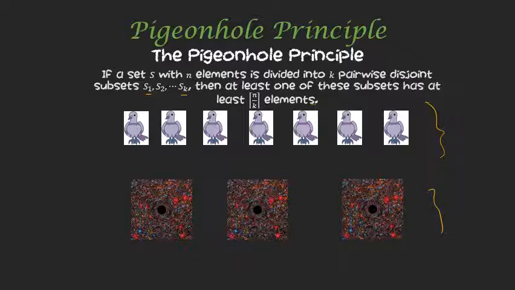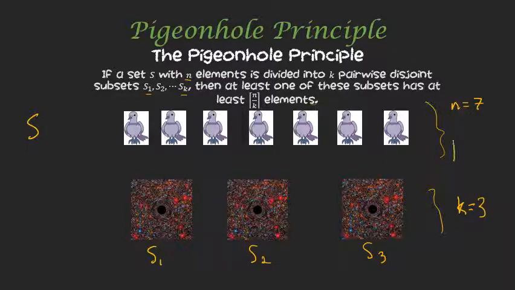So the set of pigeons, that's my S. And in general, it'll have n elements in it. In this case, we have 7 elements, so n is 7 here. That's the number of pigeons. And it's divided into k pairwise disjoint subsets. So that means I'm going to partition my pigeons, and I'm going to put each pigeon in exactly 1 black hole, in exactly 1 subset. So these are my subsets down here. I'll think of these as S1, S2, and S3. So my k, that's the number of holes, would be 3 here.